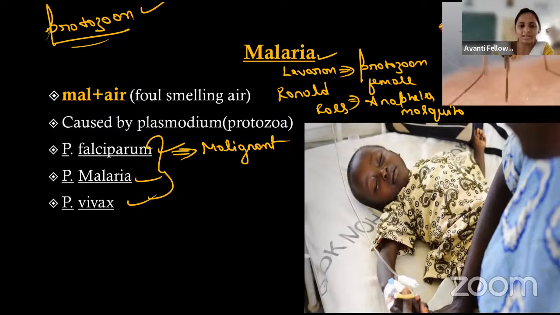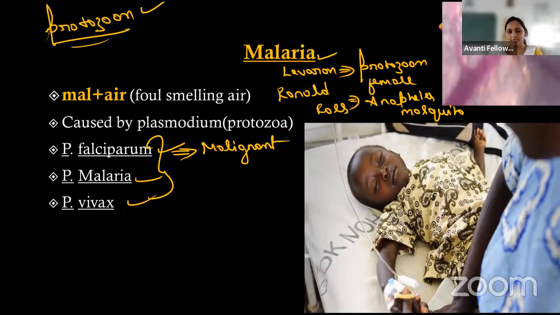Okay, malignant malaria. So when coming to India, the malaria was spread through the Plasmodium falciparum and another one is the Plasmodium vivax. Okay, fine. So here you have to remember three species. One is the falciparum, another one is the Plasmodium malariae, and the third one is the Plasmodium vivax.